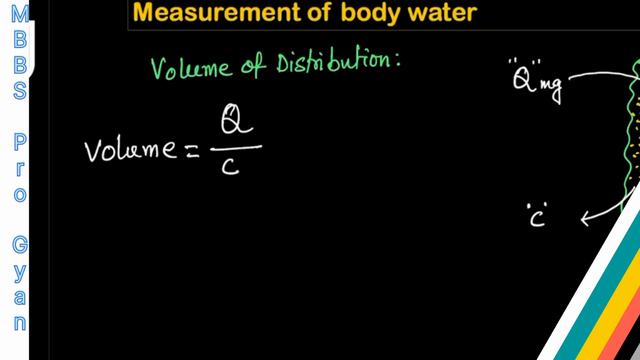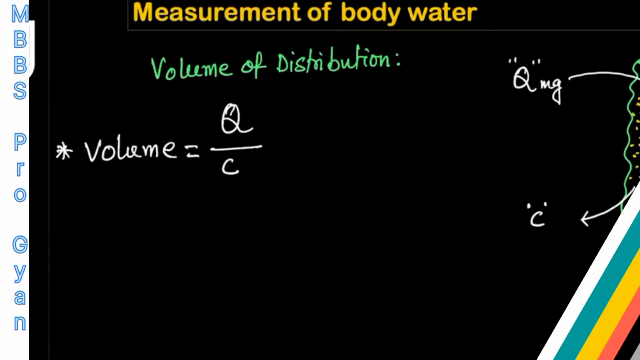Which volume? The volume in which the inulin has been distributed, and in this case inulin has been distributed in the ECF. So if I divide total amount by the concentration of inulin, I am going to get the extracellular fluid volume. Getting my point? So this formula is known as the volume of distribution formula. What is the formula? Total amount injected upon concentration of the substance after distribution.